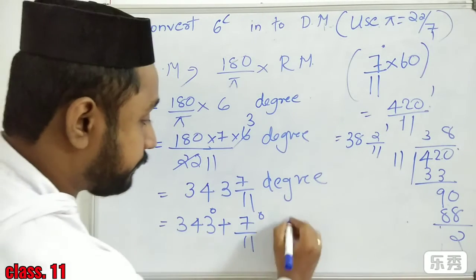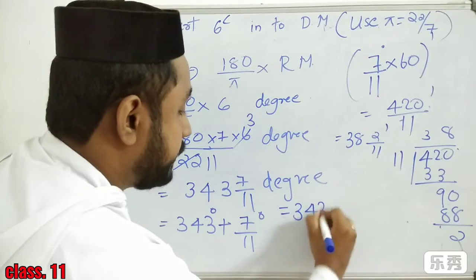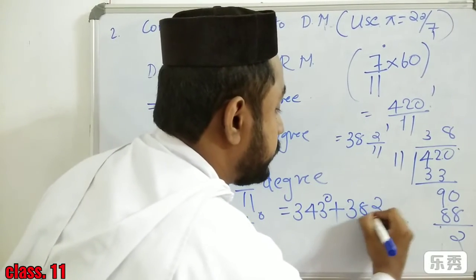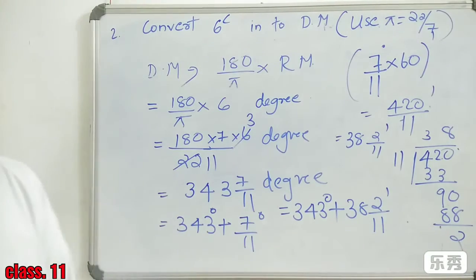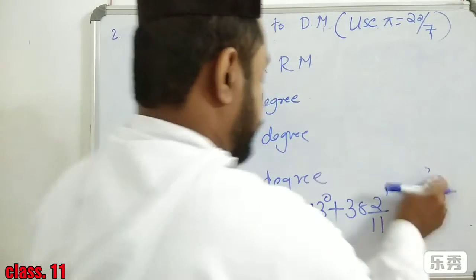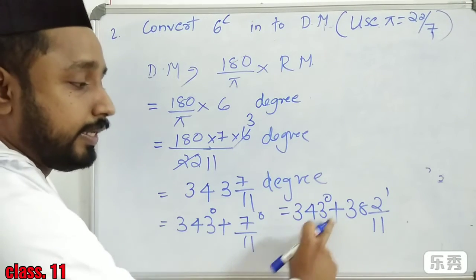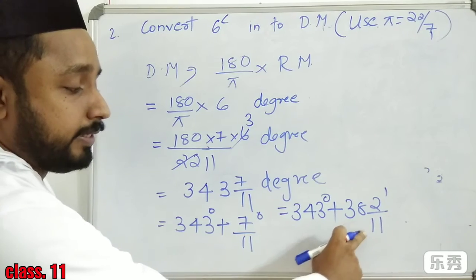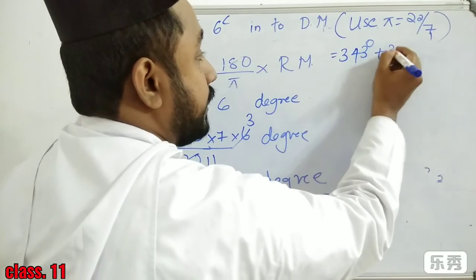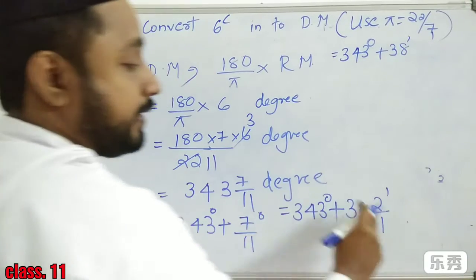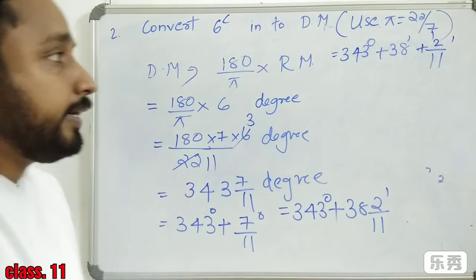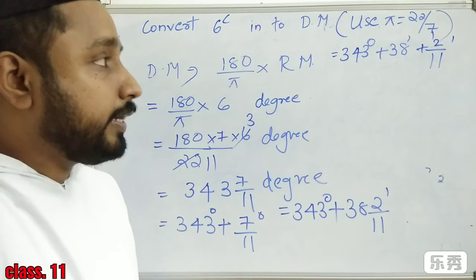So it is equal to 343 degree is there, plus 7 by 11 we change it into 38 and 2 by 11 minutes. Look here. 343 degree plus 38 and 2 by 11 minutes means 343 degree plus 38 minutes plus 2 by 11 minutes.